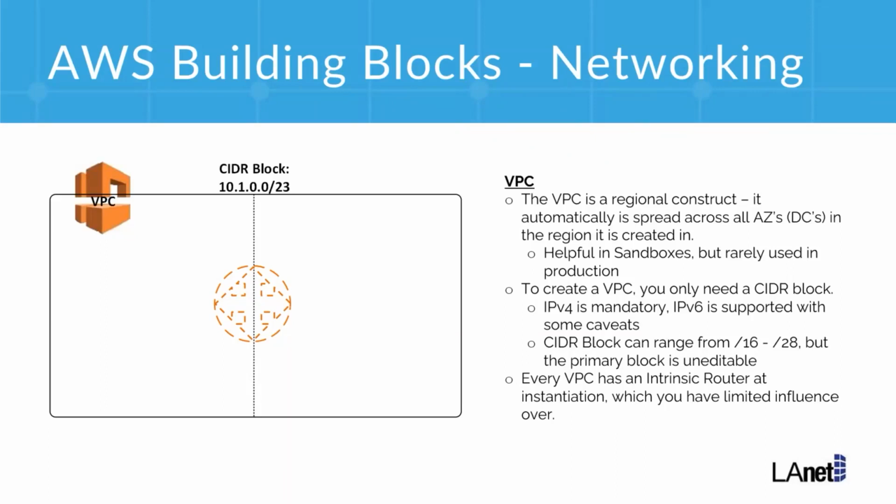You can have secondary CIDR blocks. You can have, I believe, up to 4 CIDR blocks currently on a VPC, but it's always one primary and everything else is secondary. That primary can never be edited. Whatever CIDR block you put in there, it's in there forever.